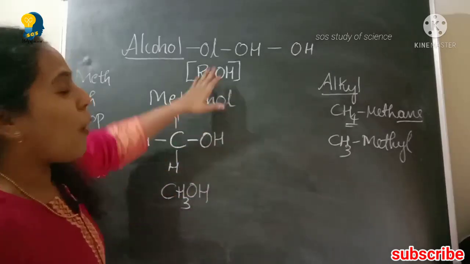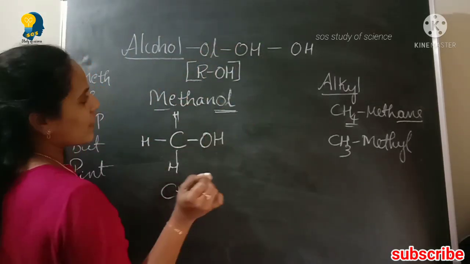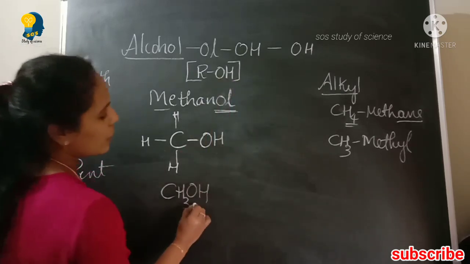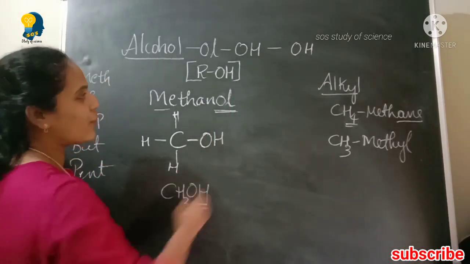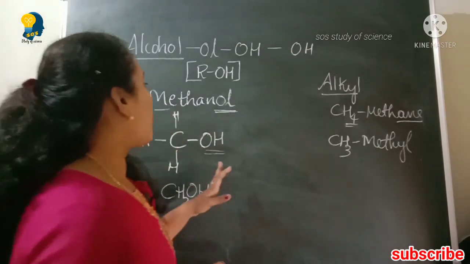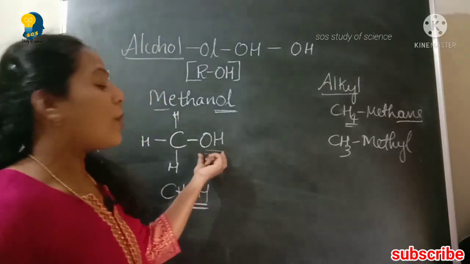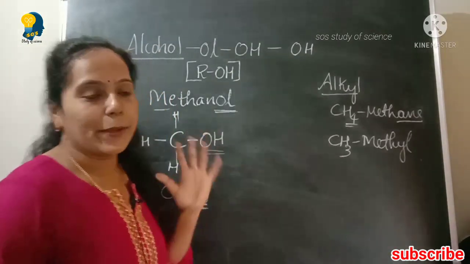Now let me show you what I told you at the beginning. Methanol, in the name it is OL. In the molecular formula it is depicted by OH, and in the structural formula it is written at the end. Alcohol, aldehyde, carboxylic acid, I told you, will always be denoted at the end.